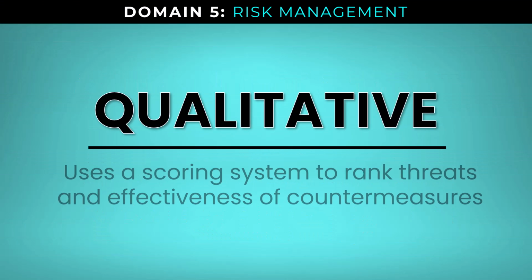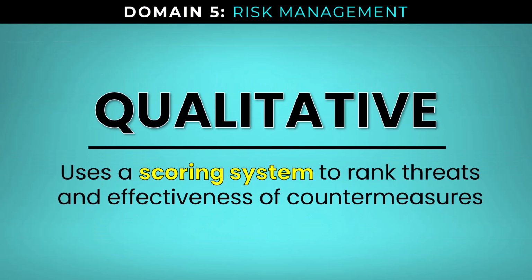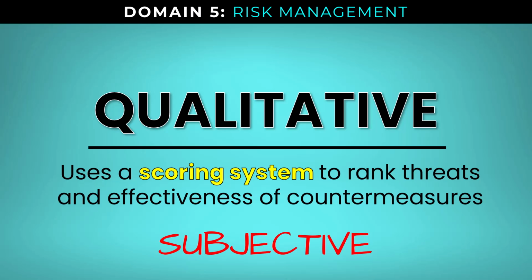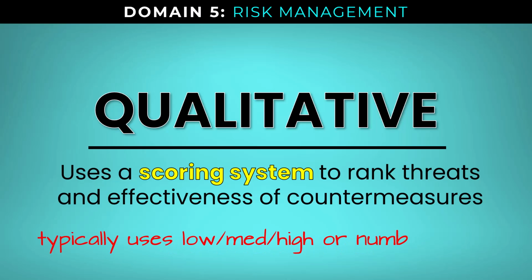Now, on the qualitative side, we use a scoring system to rank threats and effectiveness of countermeasures. It's a very subjective system. Qualitative risk analysis often uses low, medium, high, or a number scale, but we're not getting down to true numeric probability, impact, and cost effectiveness of the countermeasures. So qualitative is easier, faster, and less accurate.